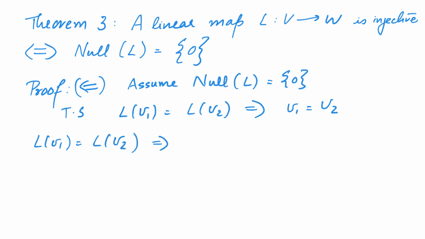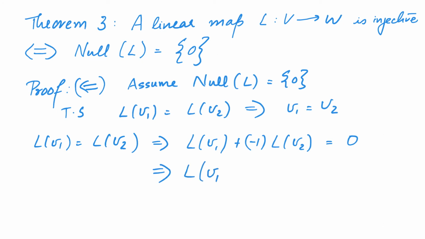This implies that L of V1 plus minus 1 into L of V2 is equal to 0. But as L is linear, this would imply that L of V1 plus minus 1 into V2 is equal to 0. Therefore, by the definition of null space, V1 plus minus 1 into V2 has to belong to the null space.